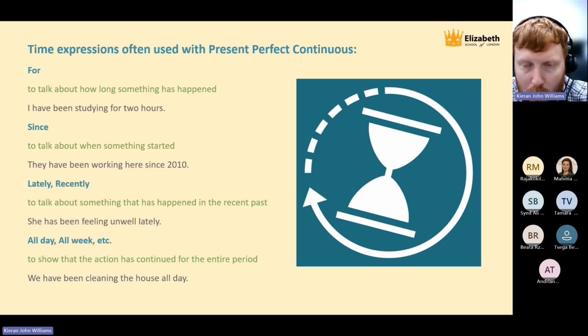Since tells us when the period started. So they have been working here since 2010. Okay. We can also use phrases like lately or recently. So that tells you about something that happened recently. Okay. And then the other ones, all day or week. If you use those, it means you have been doing that for the whole of that day or the whole of that week, etc.